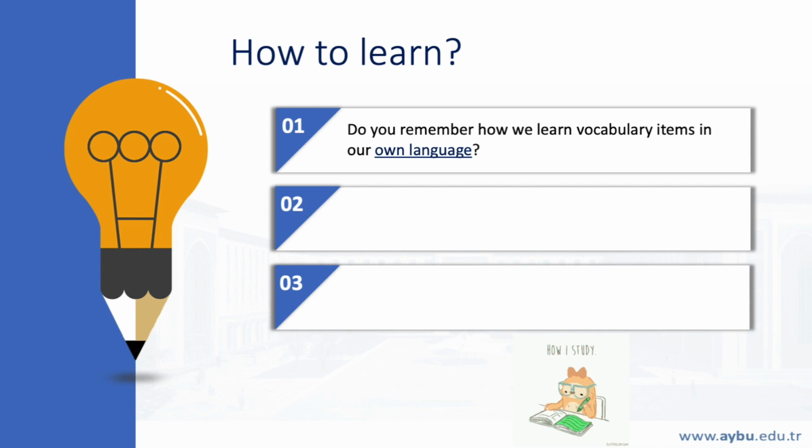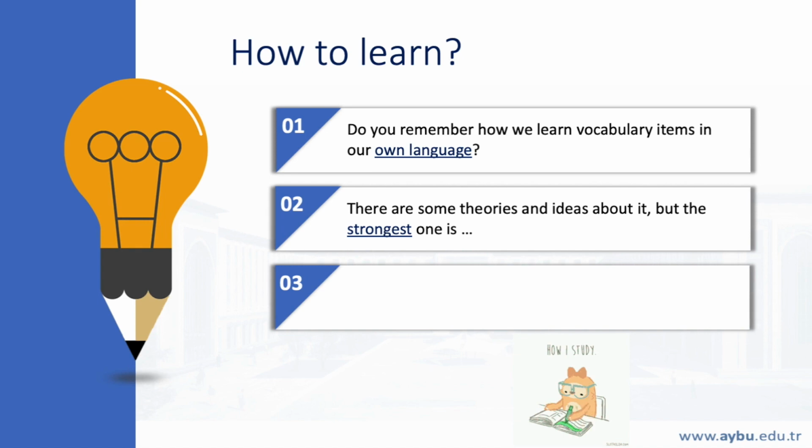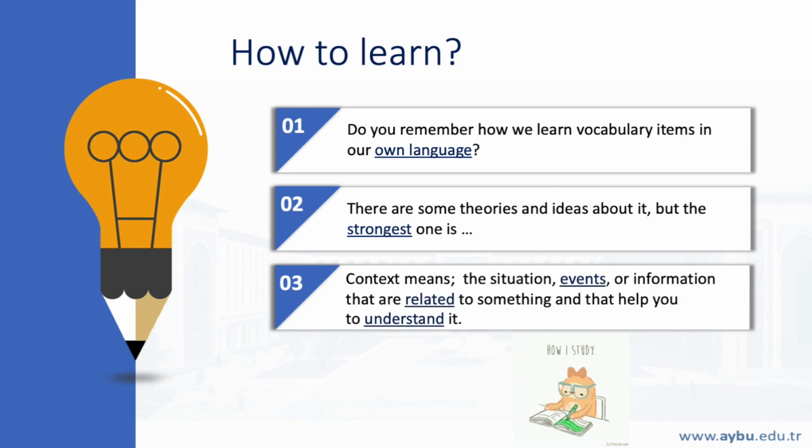There might be different answers to this question, and it may differ for anyone, but there is one strong idea among the theories and ideas about it. The key word is context. Context means the situation or the information that is related to something and it helps you to understand it.